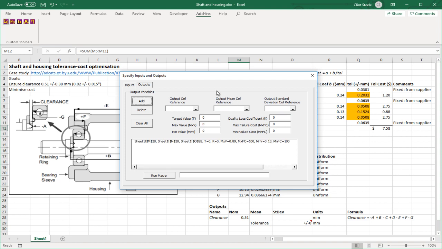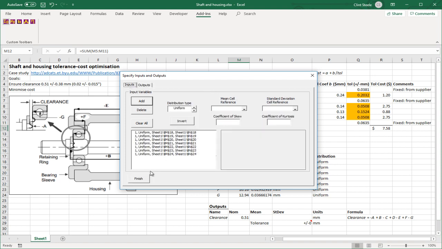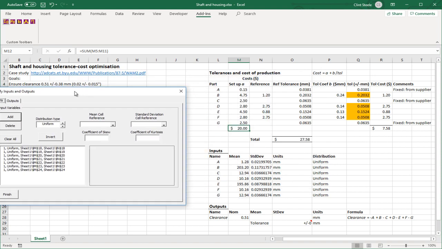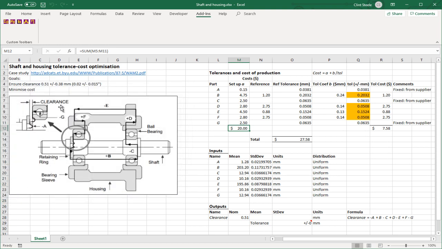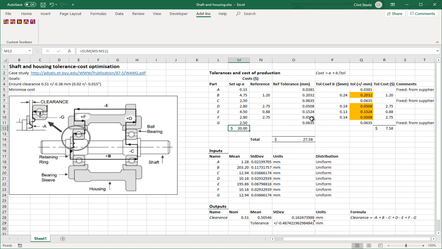We now add that. So what we have now done is we've specified the inputs in the probabilistic model and we've specified the outputs, and in this case there's only one. So we can close that window down. What we can now do is do our initial moment calculation to get the mean and the standard deviation. So I'll just make this column a little bit bigger for us so you can see the plus minus in there.